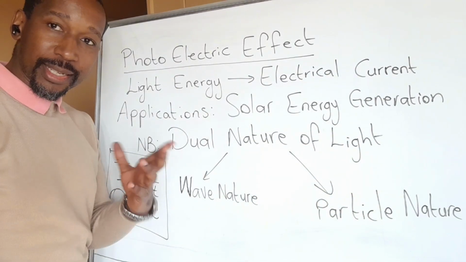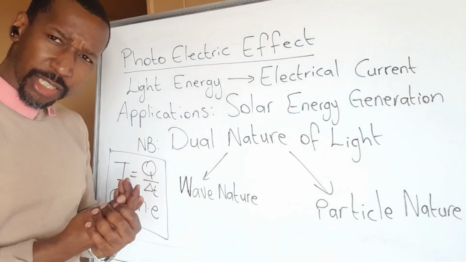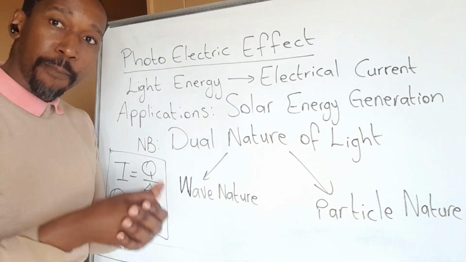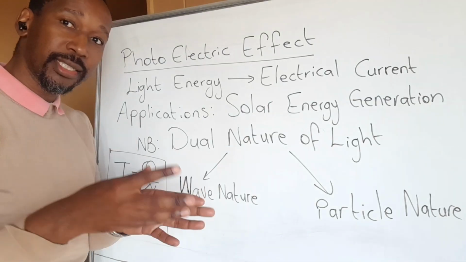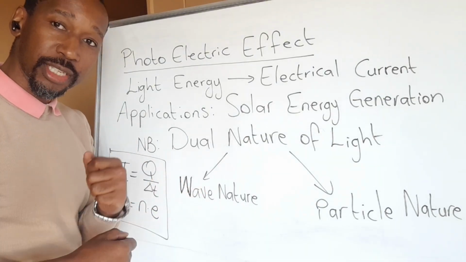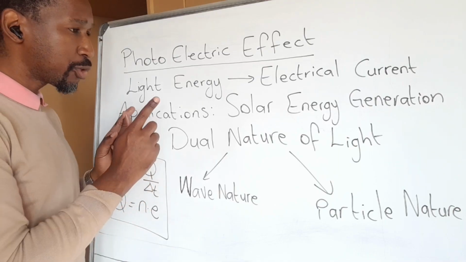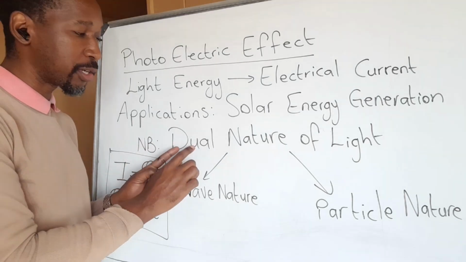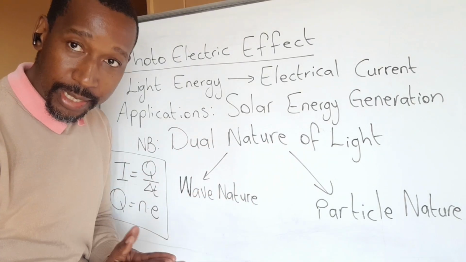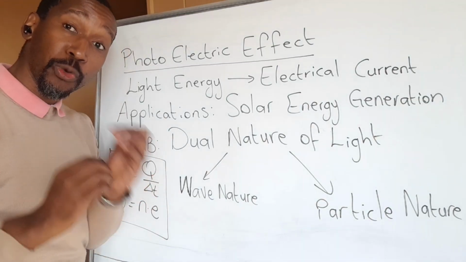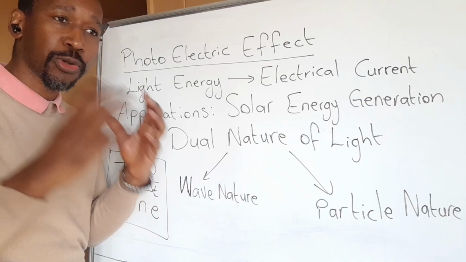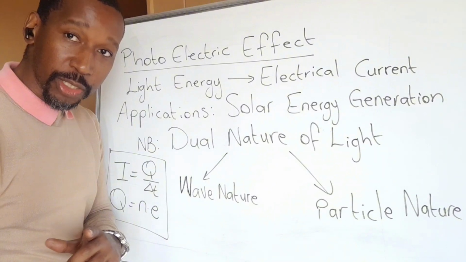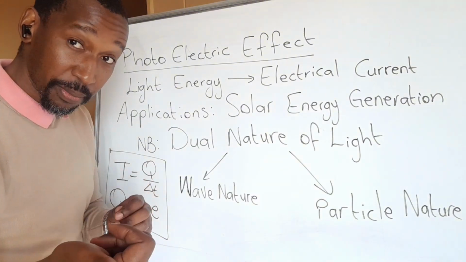For us to properly understand this, let's talk about the applications. Applications of this are basically solar panels, the generation of electrical energy based on light. So when light shines, it can give us electricity. Now, to understand it fully well, we need to understand the concept of the dual nature of light. So light has groups of properties that are wave-like properties and particle-like properties, meaning it's something that you can actually touch.